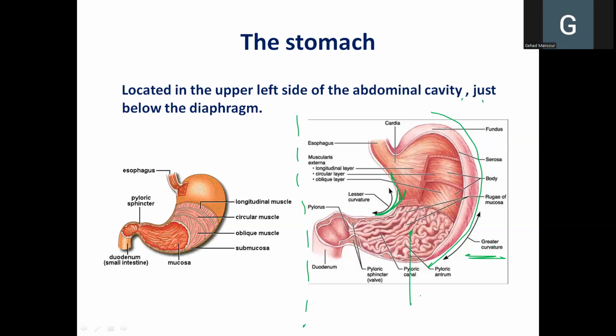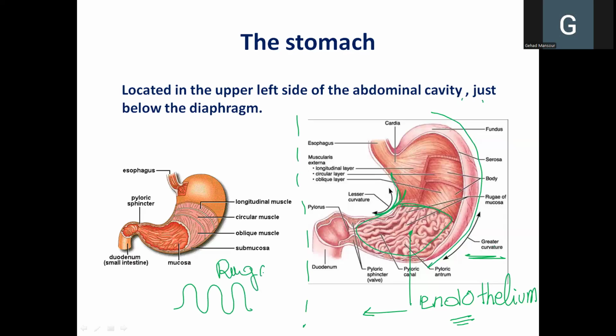What you see inside is the endothelium of the stomach. Here we have cut a part of the stomach in order to see the inside, and this is the endothelium of the stomach, and it has folds like this, which we call the rugae, because ruga is 1 fold, rugae, and they increase the surface area.